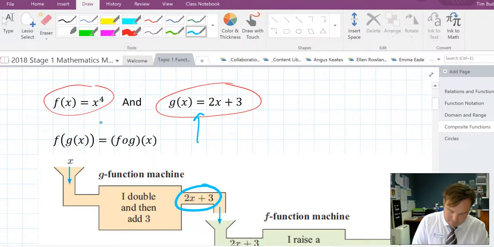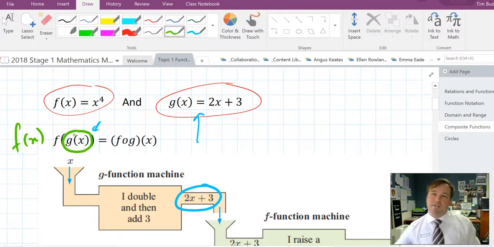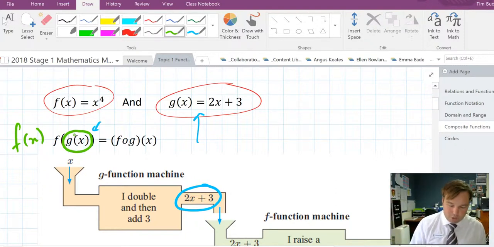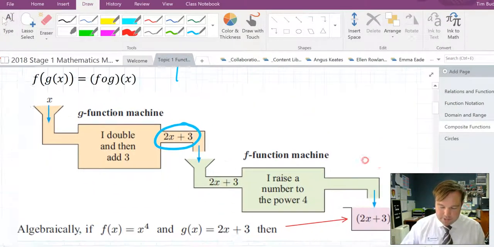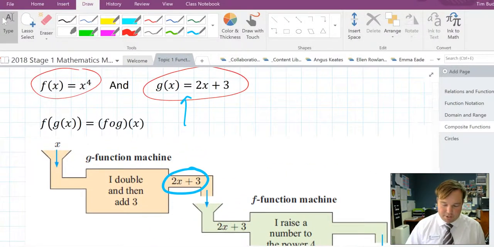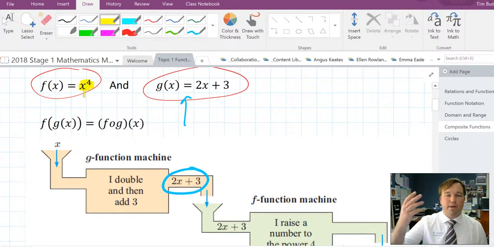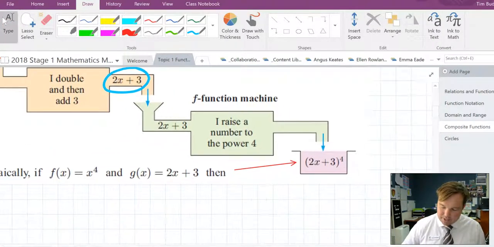So you see here how we would expect to see f of x, but instead of that we're seeing f of g of x, which means g of x is being thrown into where we would normally just put an ordinary x or a number in the previous topic. So here, this 2x plus 3 is being thrown into the f function. And all the f function does is raise something to the power of 4. So it's saying x to the power of 4, except if you're not putting in x, instead we're putting in 2x plus 3, what we get out is 2x plus 3 to the power of 4.